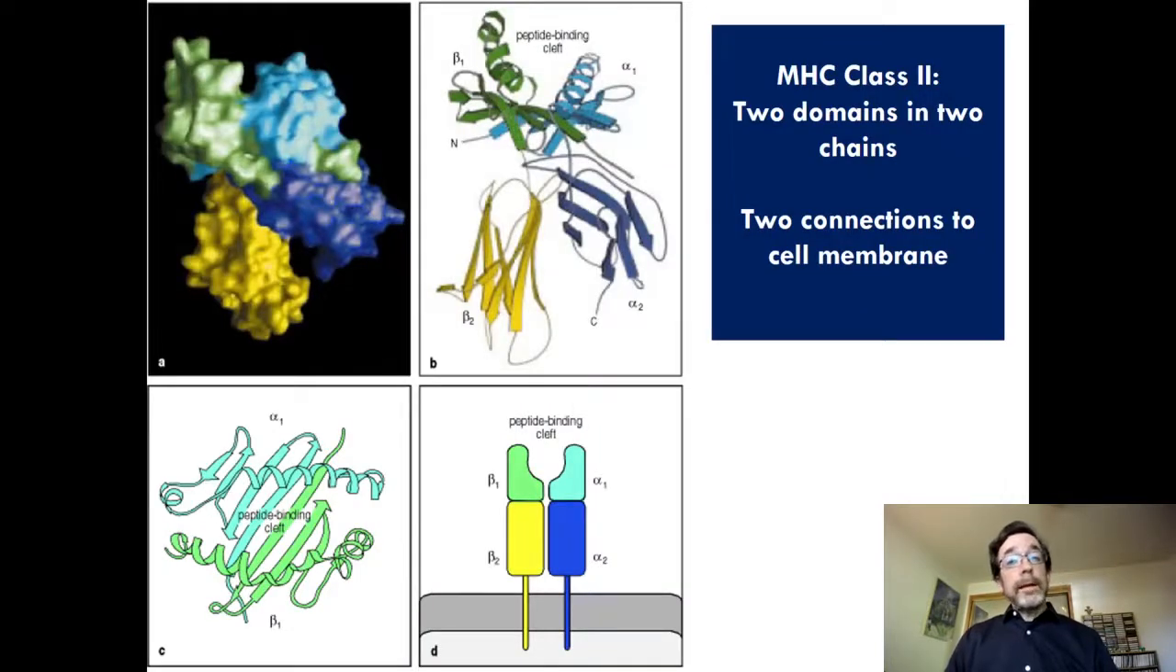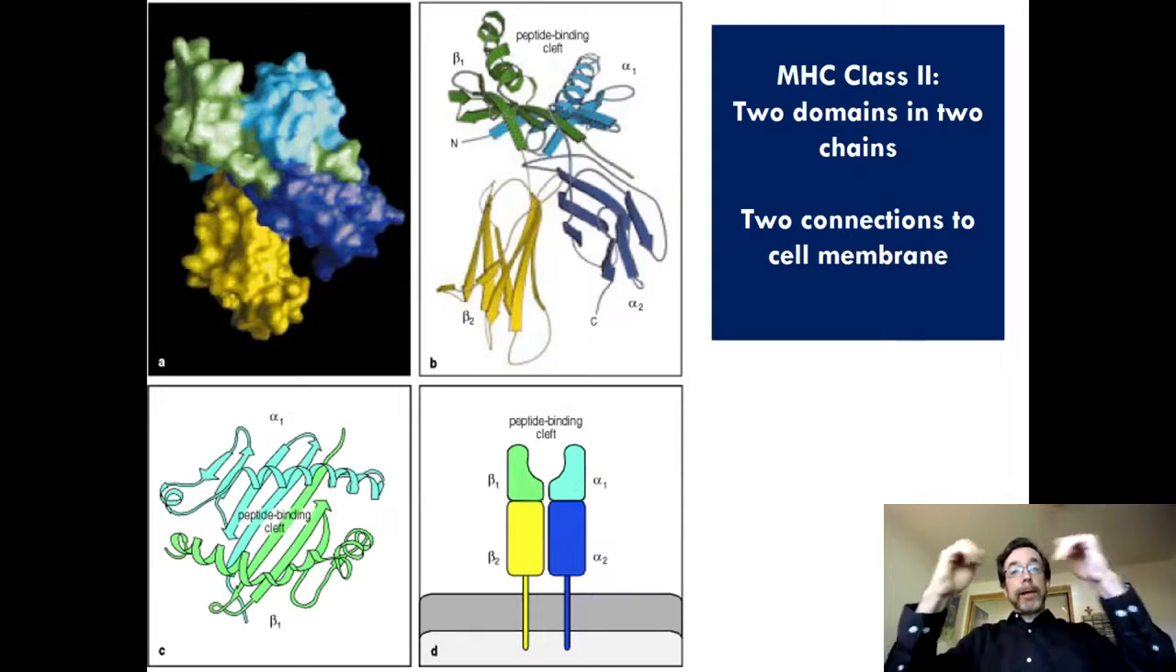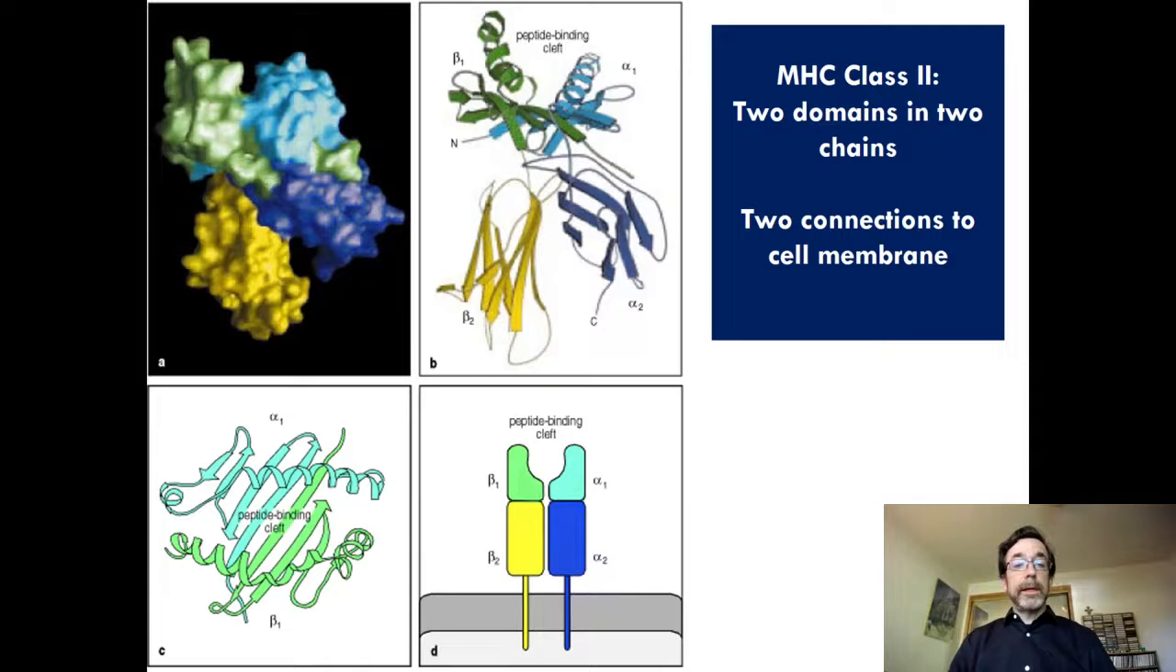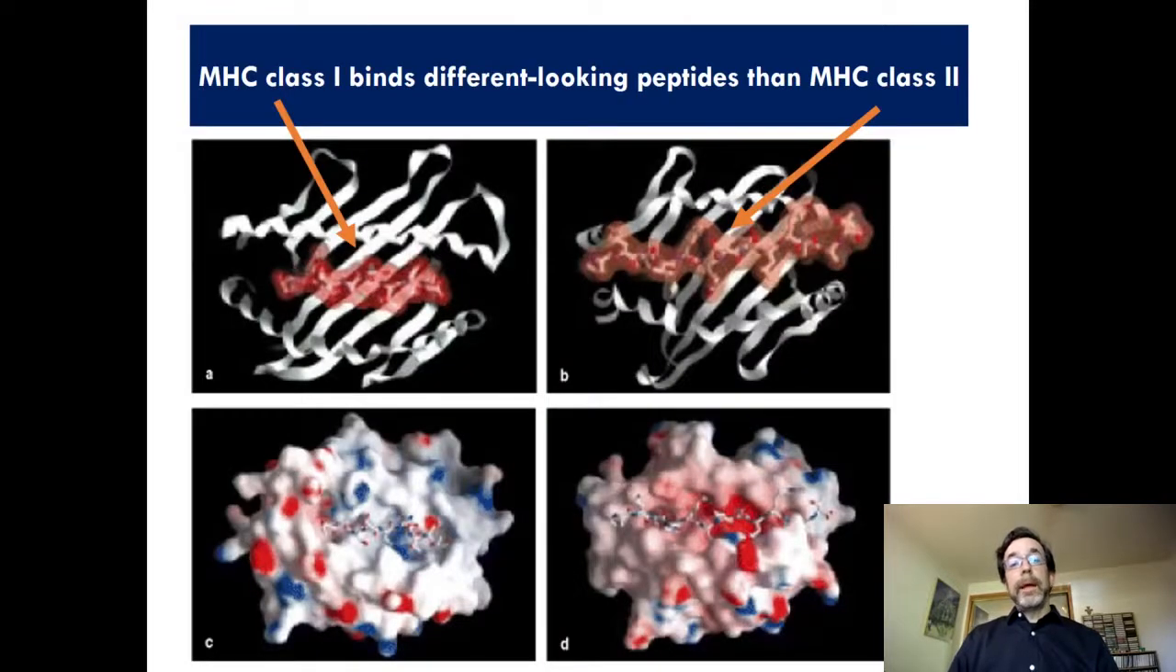MHC class 2 looks a lot like MHC class 1. You've got two domains and two chains. The only difference here is that you've got two equal chains, and the peptide binding cleft is split among the two chains. But other than that, from this perspective, it looks pretty much the same. You might notice there's something a little different about the peptide binding cleft. It might look a little more open at both ends, because that's the main difference between MHC class 2 and MHC class 1. When you look at the peptides, here's MHC class 1 on the left, MHC class 2 on the right.